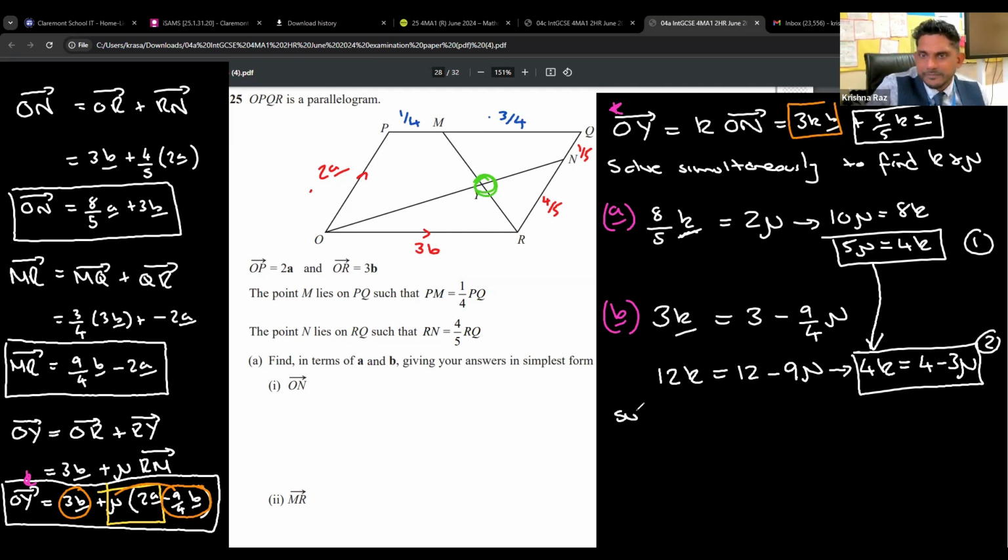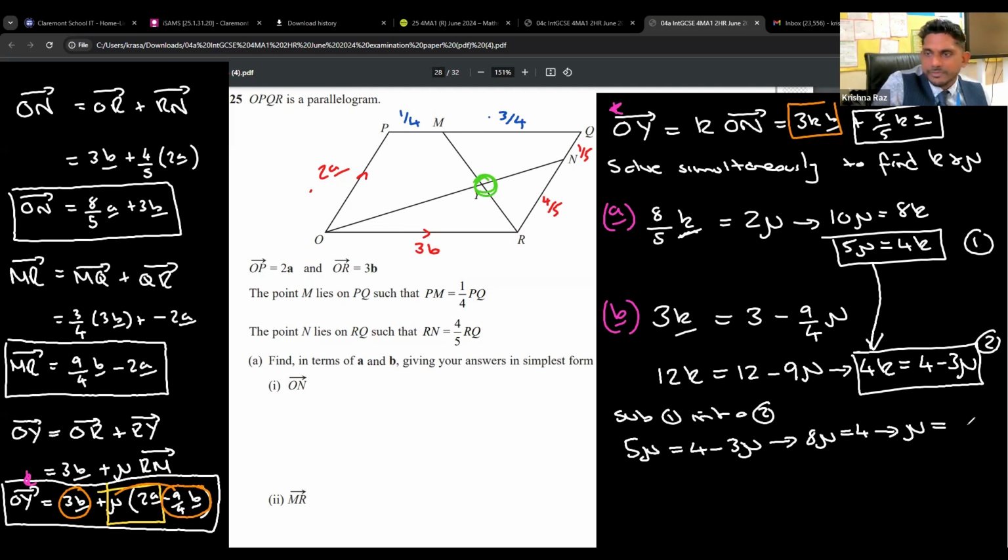Well, I can sub equation 1 into equation 2. That gives me 5 mu equals 4 minus 3 mu. So 8 mu equals 4. Mu equals 4/8, which is a half. So Y is the exact midpoint, but you could not assume that. If you'd assumed that, you'd have got 0 marks in this question. Yeah, you have to show it. It just happened to drop out at a half.